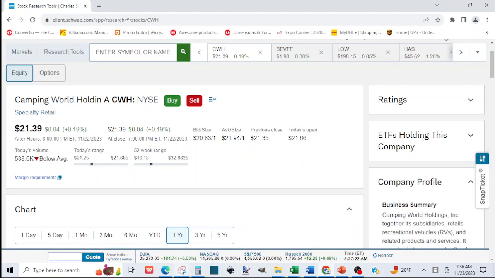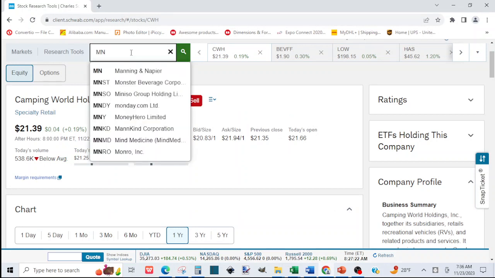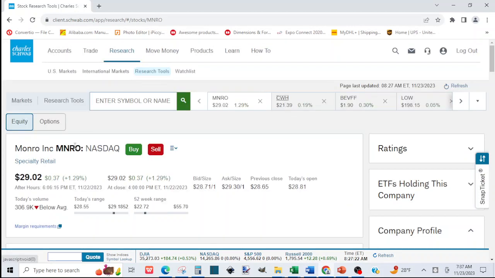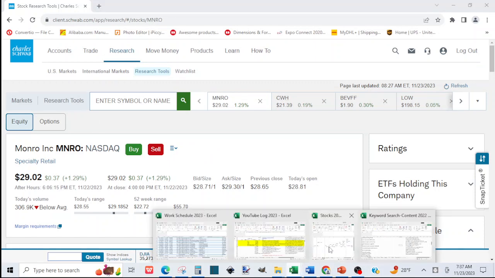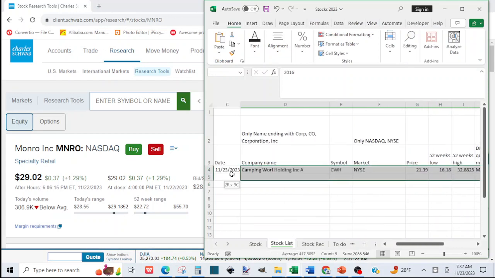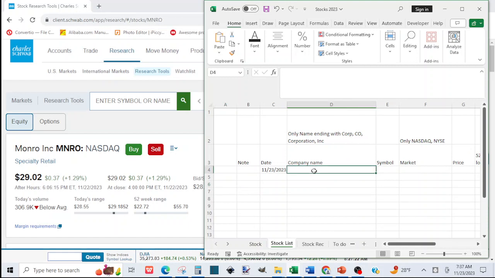So now the last one on the list is MNRO. So MNRO is NASDAQ. So let's start over again with this one. So we are going to pretty much delete this company off of our spreadsheets, and MNRO.